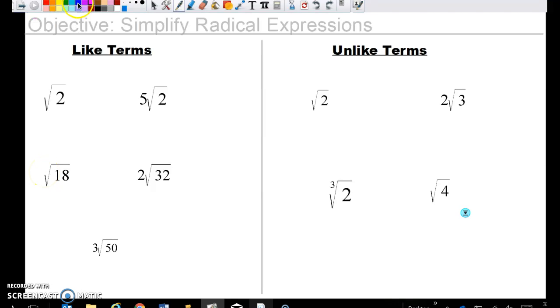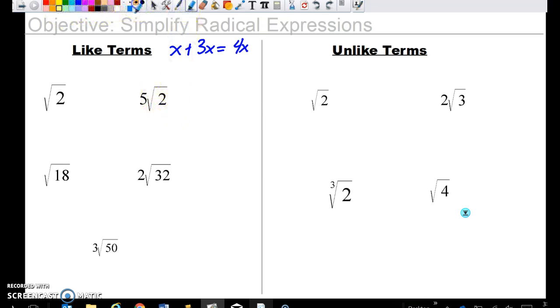Now, remember back when we were first learning about variables, at the very beginning of the year, and we talked about something called like terms. Like terms are when you have the same base to the same exponent. Like if I had an x plus a 3x, I end up getting 4x. Now, in this case, we're not going to be talking about actual variables, but we can talk about the same bases. Now, I'm looking at the indexes and the radicands to see if they match another index and a radicand.